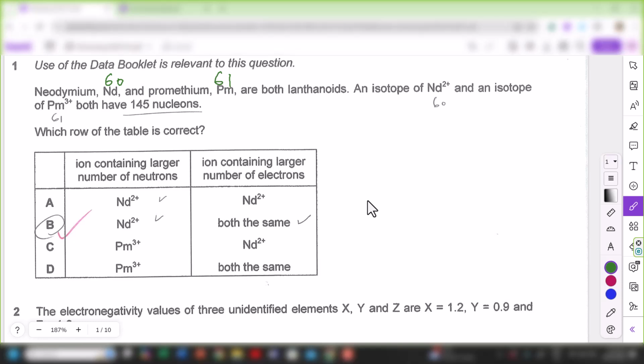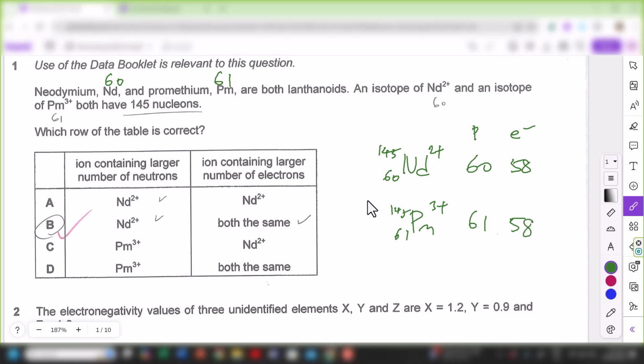You just have to examine all of them, but maybe I will put it a little simply. I put it at the side. So I have Nd 2+, in this case Nd 60, and then 145. Then I will have Pm 3+, again this is 61, sorry, and then 145. Then the number of protons will be 60 and 61. Then the number of electrons will be 58, remaining, so that will be 58 as well.